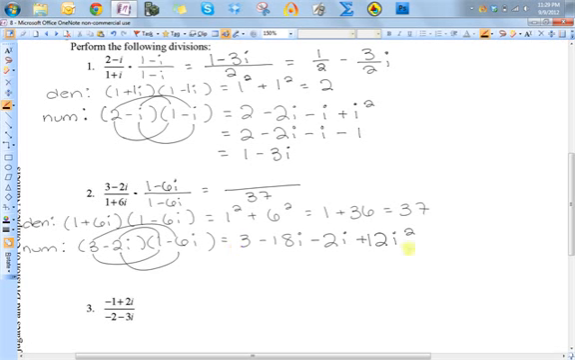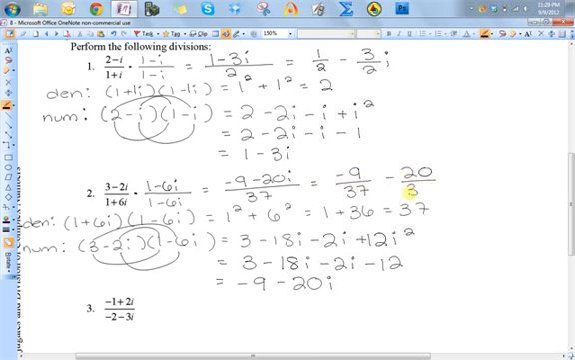Now remember, when you FOIL, two outside terms should be real. Well, this one has an i squared on it. That i squared becomes negative 1, thus making that term real. Minus 18i minus 2i minus 12. And now I just combine my terms. I combine my real parts and my imaginary parts. So this is minus 9 minus 20i. Okay, so that's my numerator. And if you want, you can write it as negative 9 over 37 minus 20 over 37i.